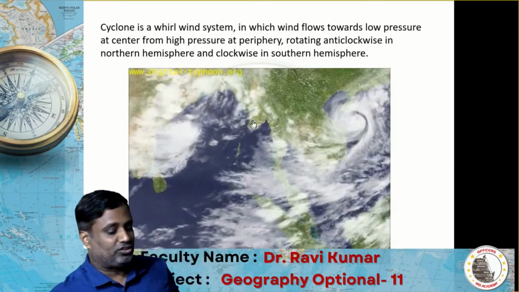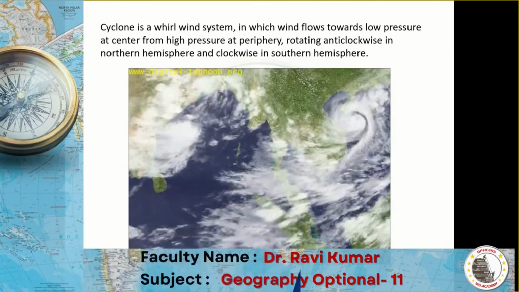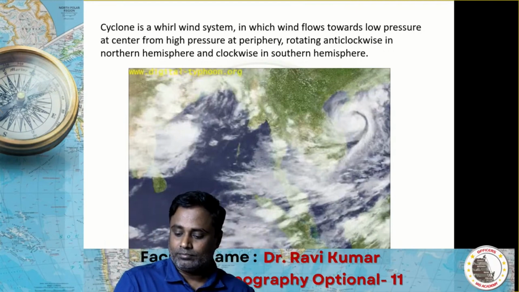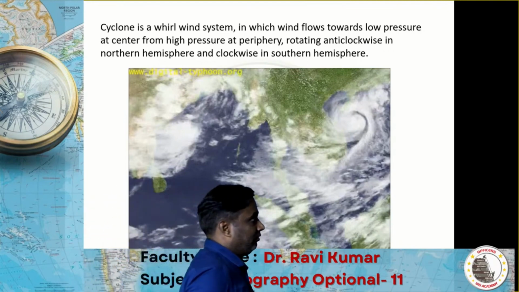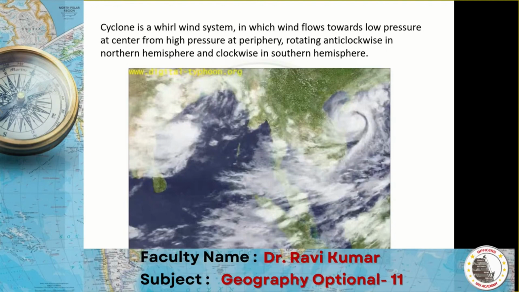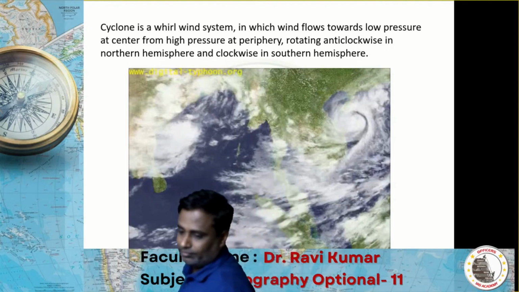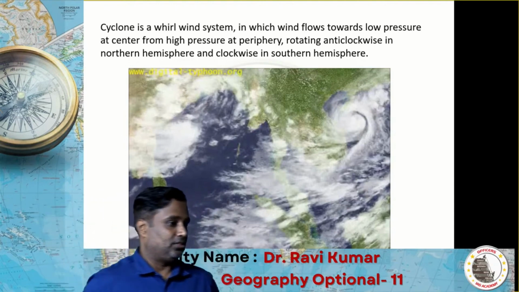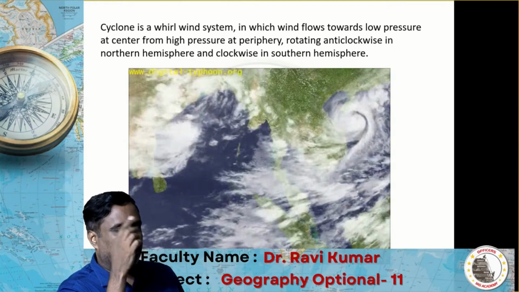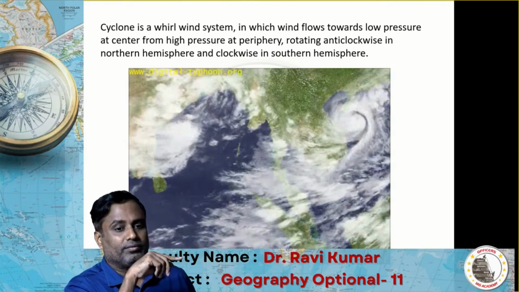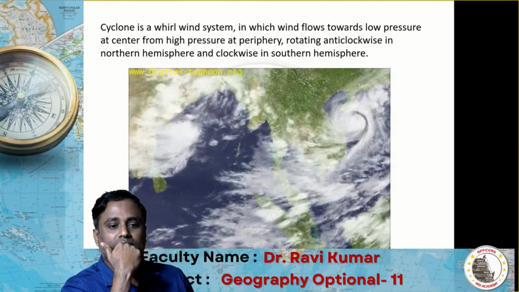Okay, so we go to the definition of cyclone. We are talking about the tropical cyclonic system. It's a whirlwind system in which wind flows towards the low pressure at the center from high pressure at the periphery, rotating anti-clockwise in the northern hemisphere and clockwise in the southern hemisphere. It's a whirlwind system, so it's a rotating wind system. All the cyclones will rotate anti-clockwise in the northern hemisphere, clockwise in the southern hemisphere.